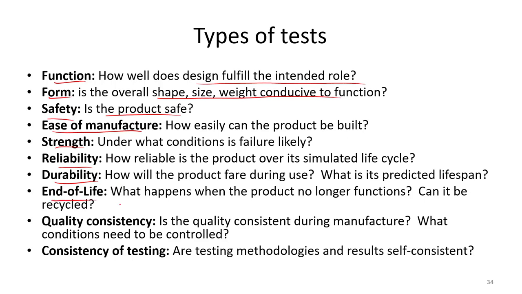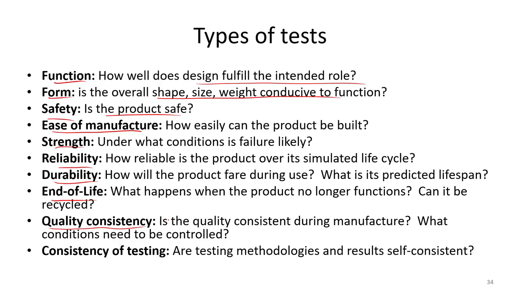Also, end of life. What do we do with the product when it stops working? Could we recycle it? Also, quality consistency. How consistently can we fabricate this product? Maybe there are certain parts of the product that are more difficult to fabricate within a given specification. So depending on the complexity of our product, we might need to be mindful of repeatability and consistency of the quality.